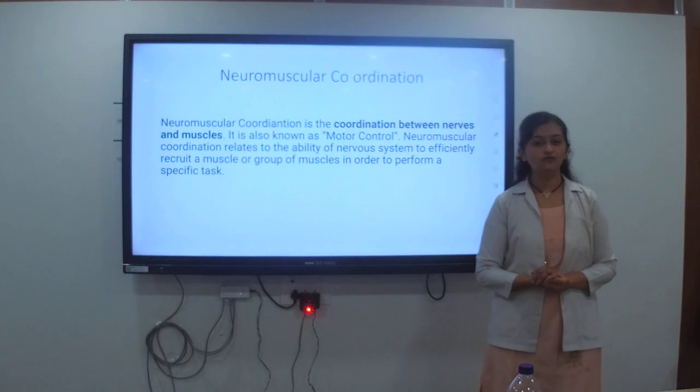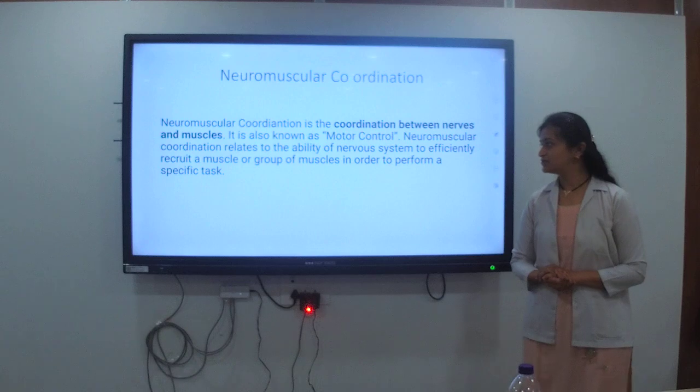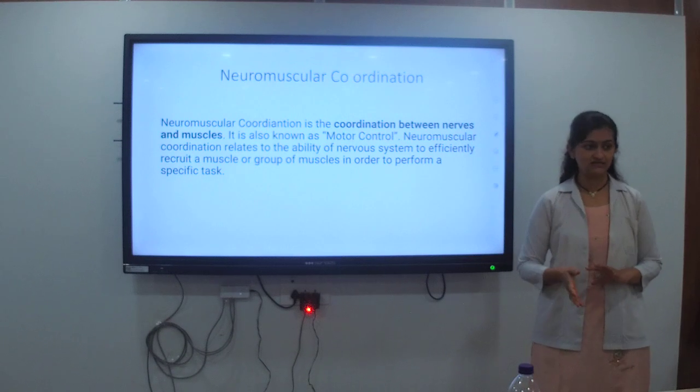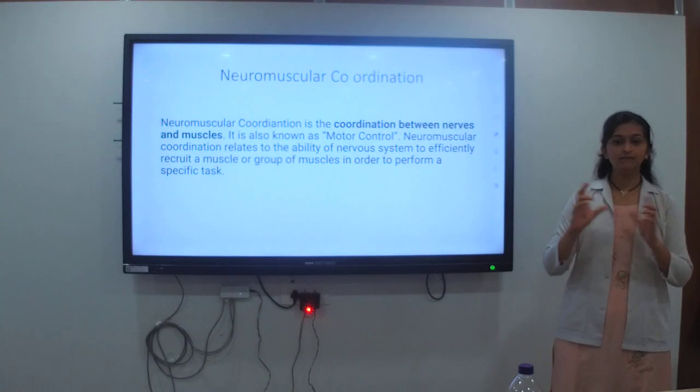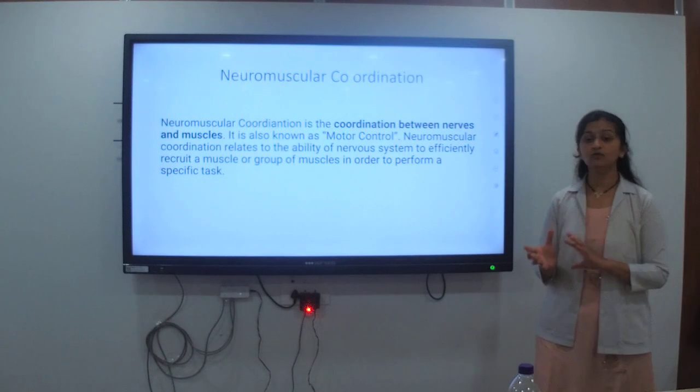So first we will go for the definition of neuromuscular coordination. So what is neuromuscular coordination? It is the coordination between nerves and the muscles. Nerves send some impulses to the muscle and then the muscle contracts. So that is the coordination.